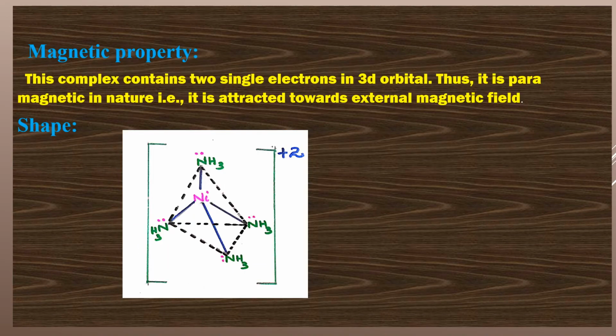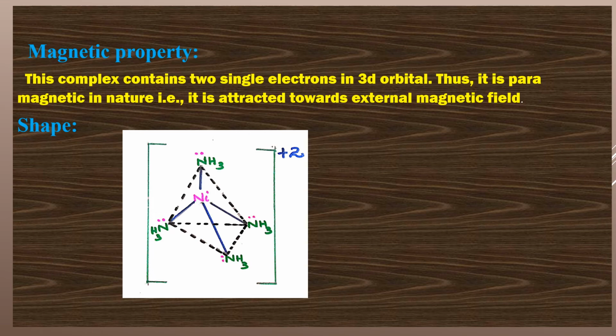Next, moving on to the magnetic property of this complex. As we have seen, how many single electrons are there, students? This complex has 2 unpaired electrons, in the 3d orbital. As there are single electrons, this complex has paramagnetic nature. What is the meaning of paramagnetic nature? It means it is attracted towards an external magnetic field.